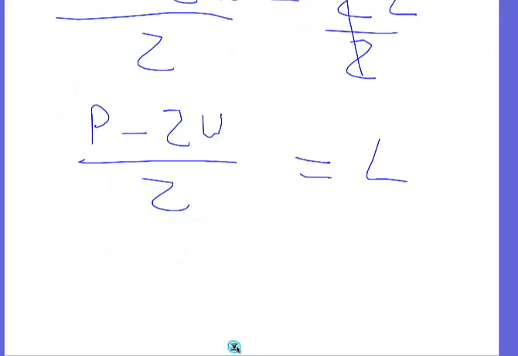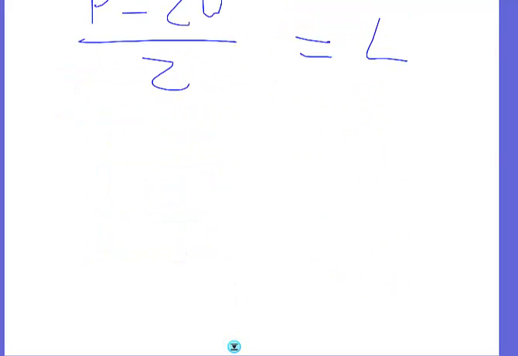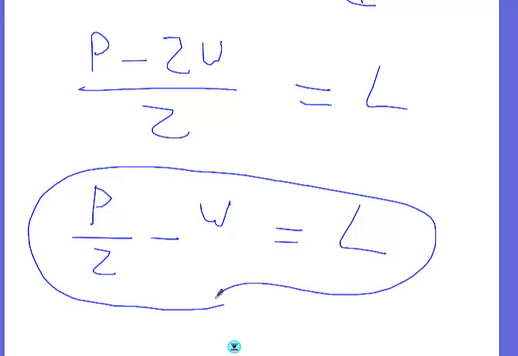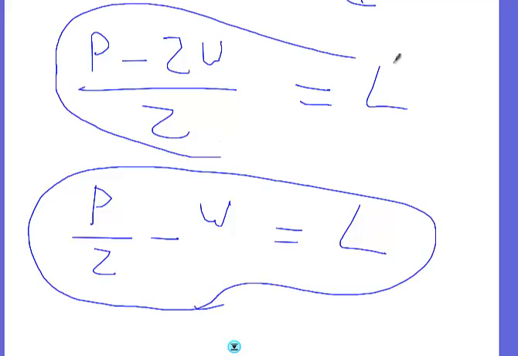All right. Now this could be our final answer, but we could actually simplify it one more step by breaking up this fraction, which you don't have to do, but I just want to let you know that you could also have P over 2 minus W equals L, because the 2 divided by 2 is going to cancel here. If we had to plug in numbers for W and P, this would be easier to evaluate because there's less going on. But again, both of these are correct.